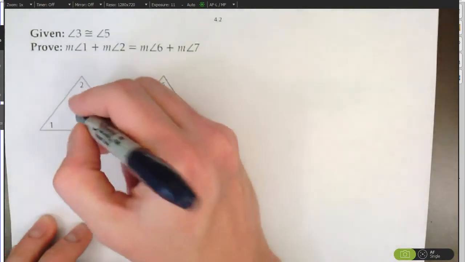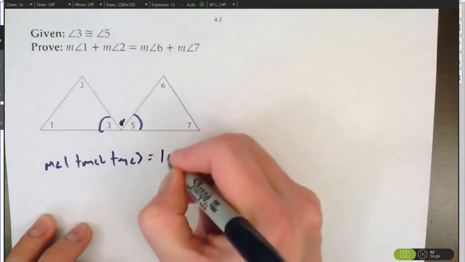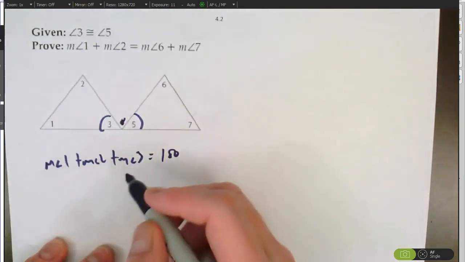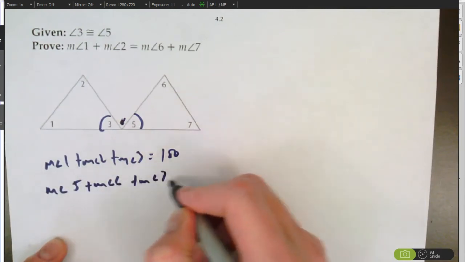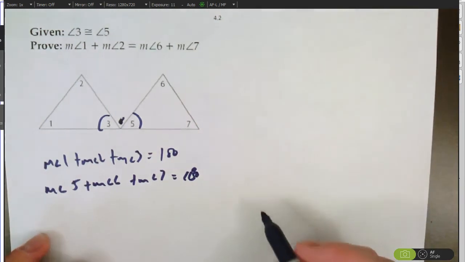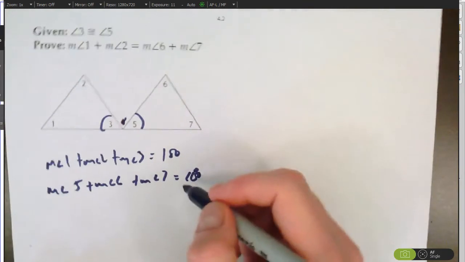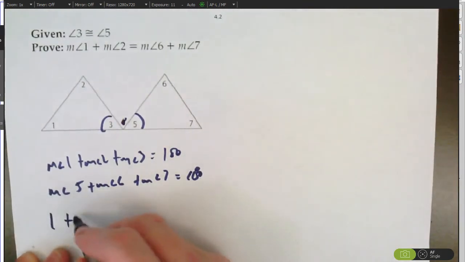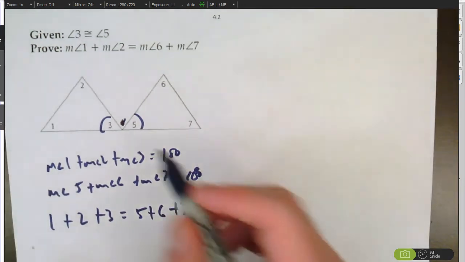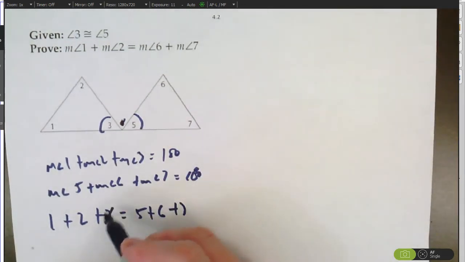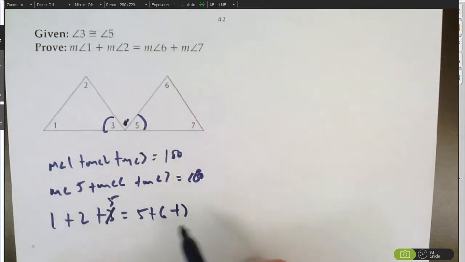What we know is this is a triangle, so the measure of angle 1 plus the measure of angle 2 plus the measure of angle 3 equals 180. We also know that the measure of angle 5 plus the measure of angle 6 plus the measure of angle 7 equals 180. Here's the part we have to sort out. These two sums have to be equal: 1 plus 2 plus 3 has to equal 5 plus 6 plus 7. And we know that 3 and 5 are equal, so I can replace 3 with 5. Now I'm saying 1 plus 2 plus 5 equals 5 plus 6 plus 7.